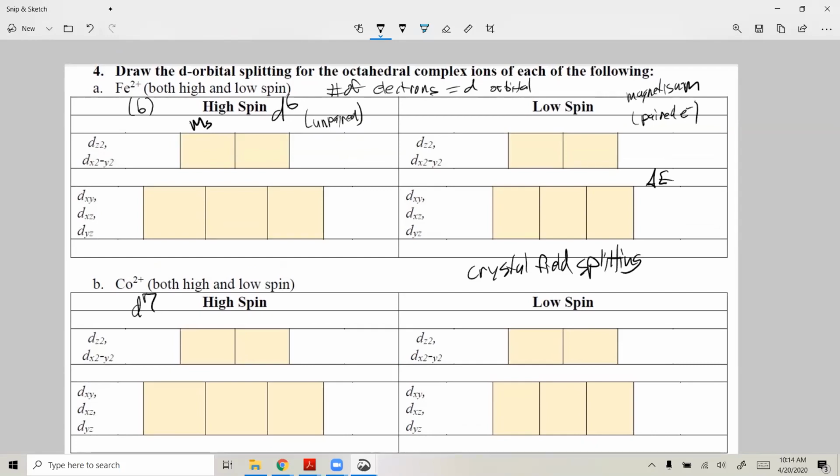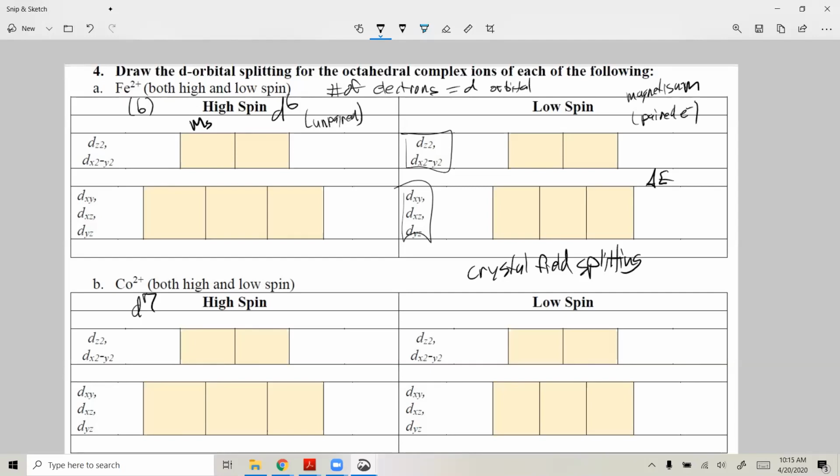The idea is that the benefit that we get from spreading out our electrons is not enough to overcome the difference in the energies between the top orbitals versus the bottom orbitals, right? So our high energy orbitals versus our low energy. When we're in high spin, then they get spread out evenly throughout them.